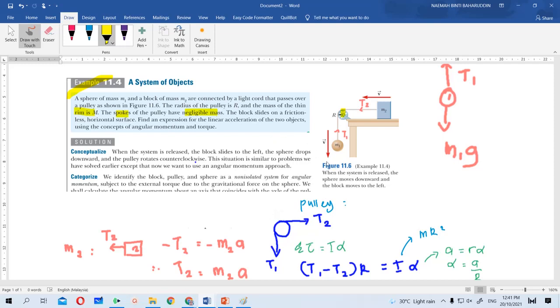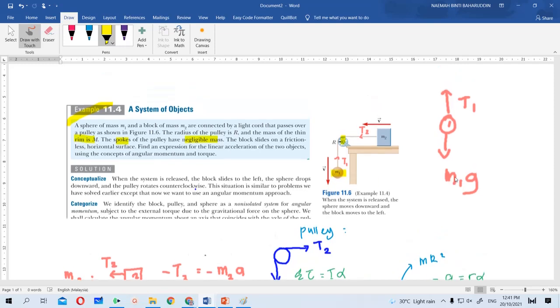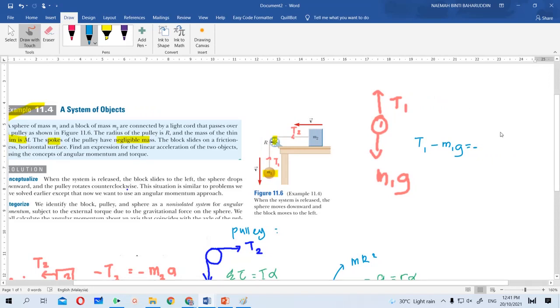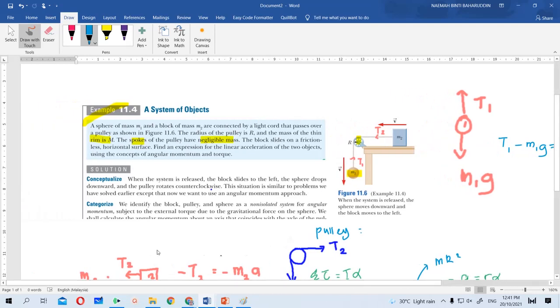Now let's start with object number 1. Since the object is supposed to be accelerating downwards, the net force for number 1 would be T1, the upward tension force, minus mg, equivalent to negative m1a. Alright, this is our first expression. Now we have three expressions altogether.